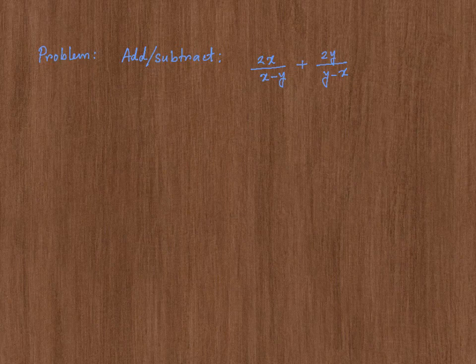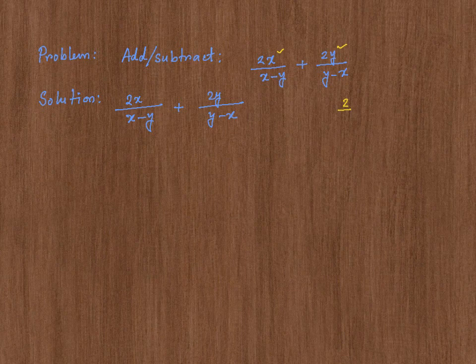In this video, I am going to add these two rational expressions. Adding these two rational expressions is kind of like adding two fractions. So let me remind you of a simple example. Let's say I want to add 2 over 5 with 3 over 10.